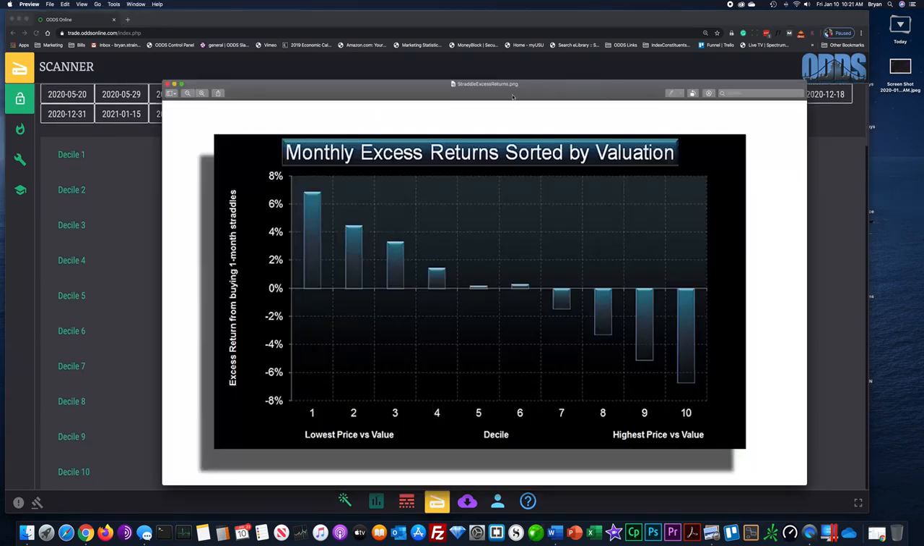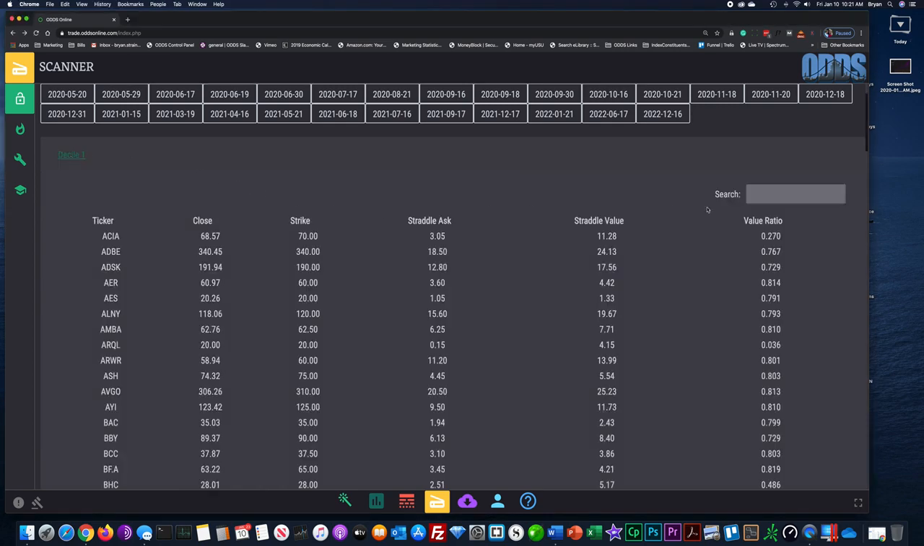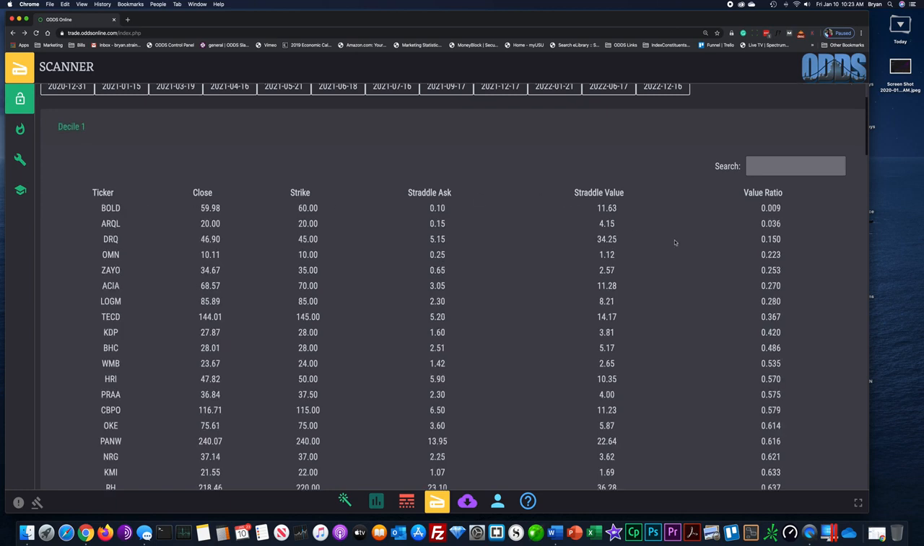And those deciles I was talking about right here, we do that scan every day. That's exactly how we find the options that are the cheapest are in decile 1. The options that are the most expensive are in decile 10. So if I want to buy options and I want to take advantage of this information, I can instantly find out where are the cheapest options in the market. So when you sort by value, it's going to show you the cheapest options right there at the top.